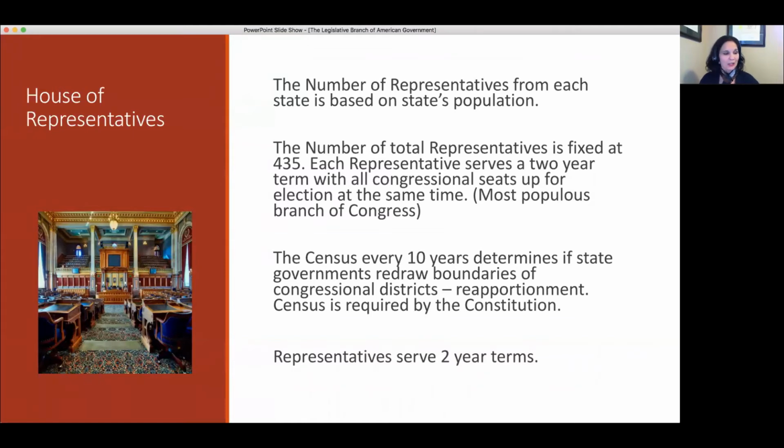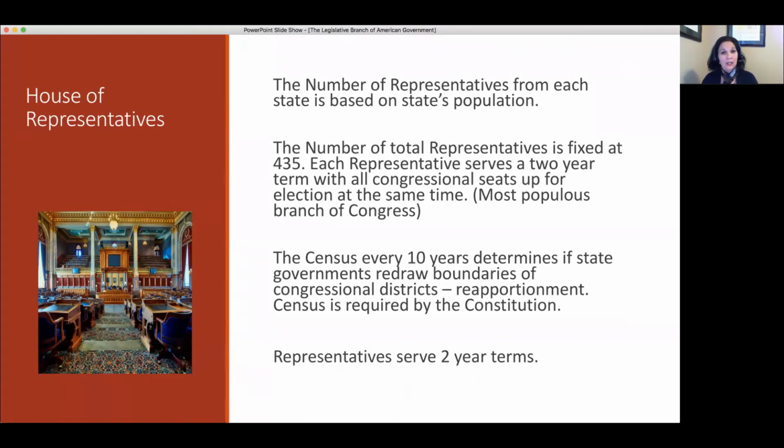Let's talk a little bit about the House of Representatives. The number of representatives from each state is based on the state's population, and the number of total representatives was fixed in 1911 at 435 members. Each representative serves a 2-year term with all congressional seats up for election at the same time. The House is the most populous branch of Congress. The census every 10 years determines if state governments should redraw boundaries of congressional districts, and this is called apportionment.